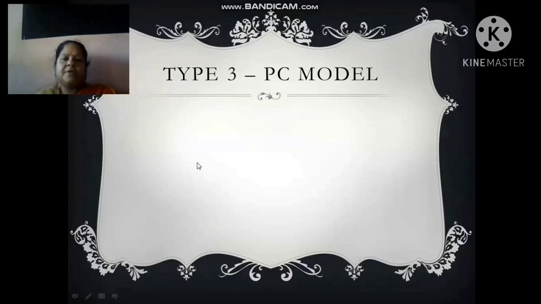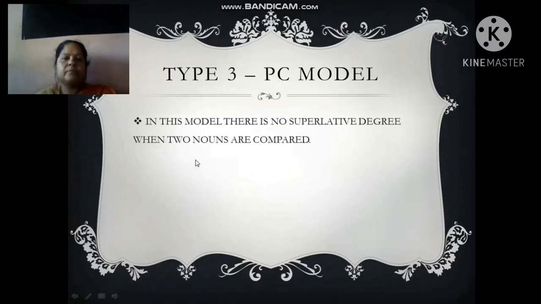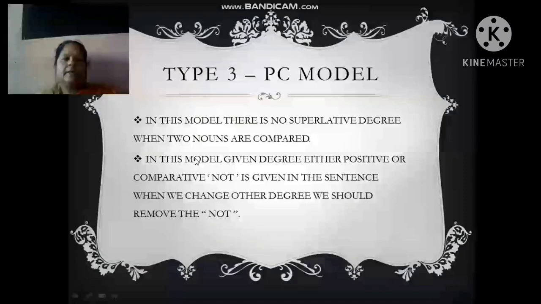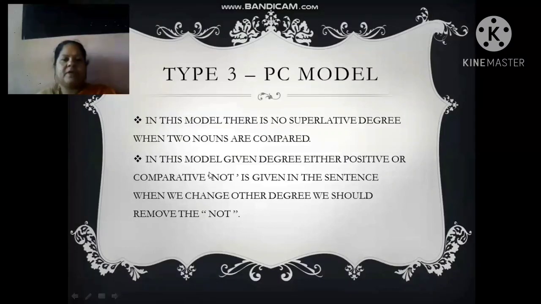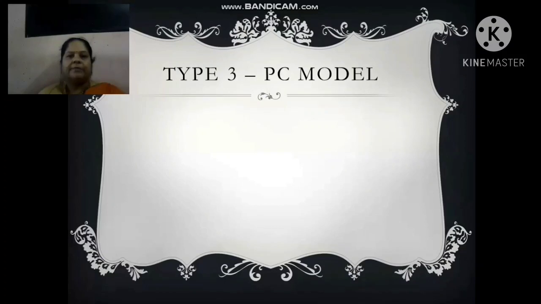Next, type 3, PC model. In this model, there is no superlative degree, when two nouns are compared. In this model, if not is given in the sentence in the given degree, either positive or comparative, then when we change to the other degree, we should remove the not. Type 3, PC model.